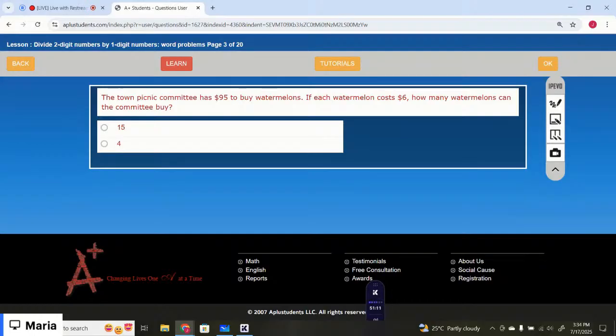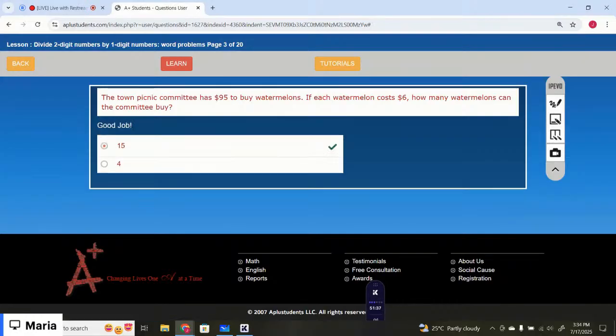The town picnic committee has $95 to buy watermelons. If each watermelon costs $6, how many watermelons can the committee buy? So which is the correct option? It would be 95 divided by 6. That equals 15. Option number 1 is the correct option.